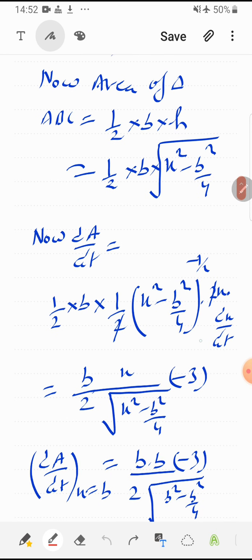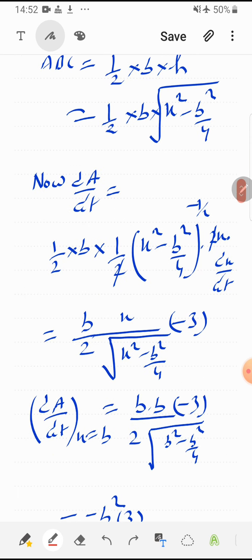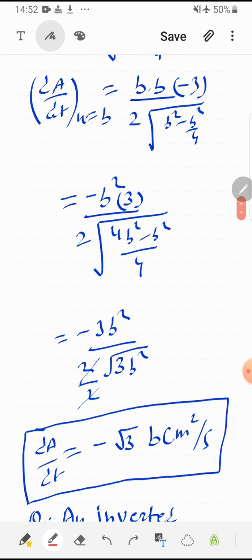Now dx by dt is given to be minus 3, so I am putting this value here. It is also given that the two sides are equal to the base, so I am putting x as b. Putting x as b and doing the necessary simplification, we are left with the final result minus root 3 b centimeter square per second. Next question is again very very important.